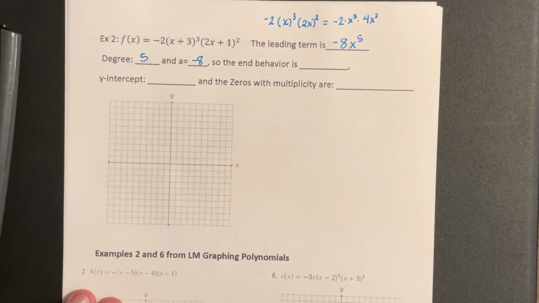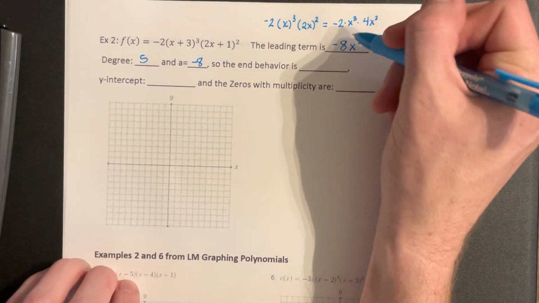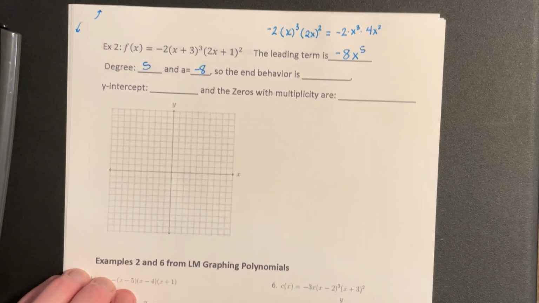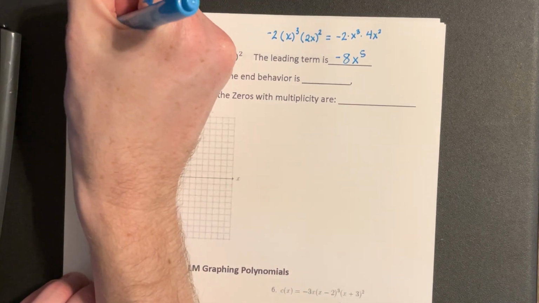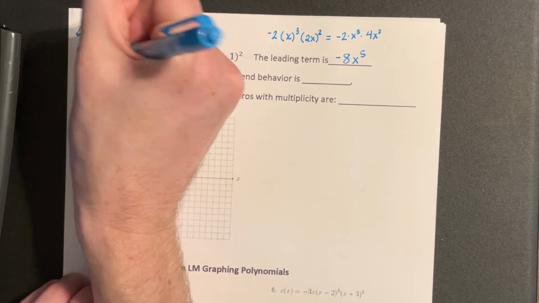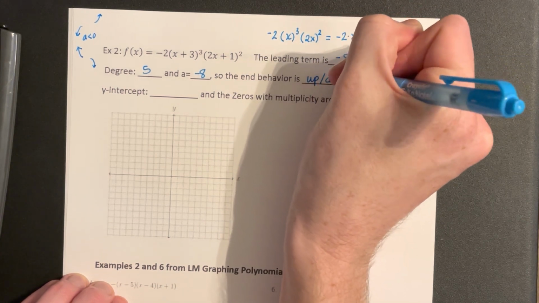Since a is negative, that tells us that the graph is reflected. So an odd degree would typically go down on the left and up on the right. It has been reflected, so a is less than 0, so now it's going to go up on the left and down on the right. So it's an up, down behavior.